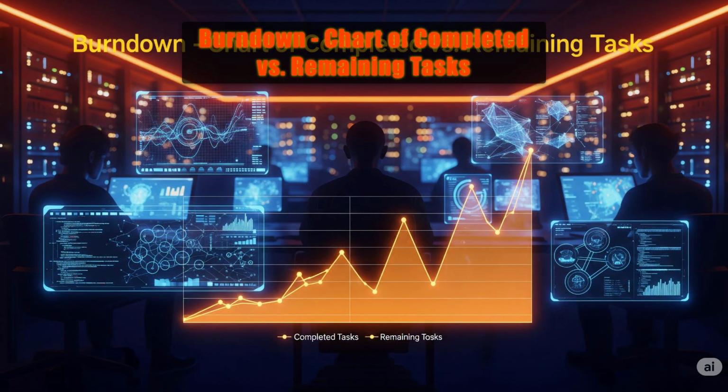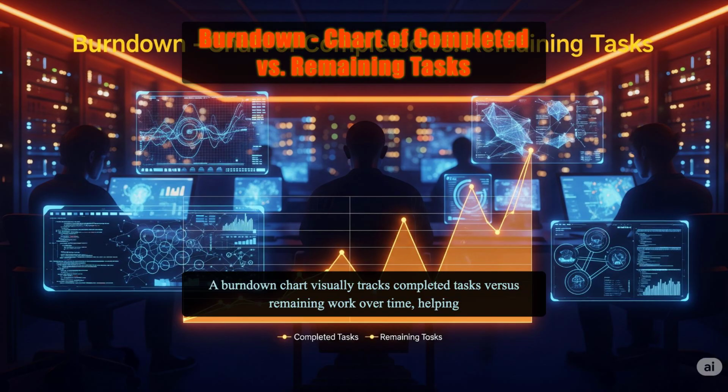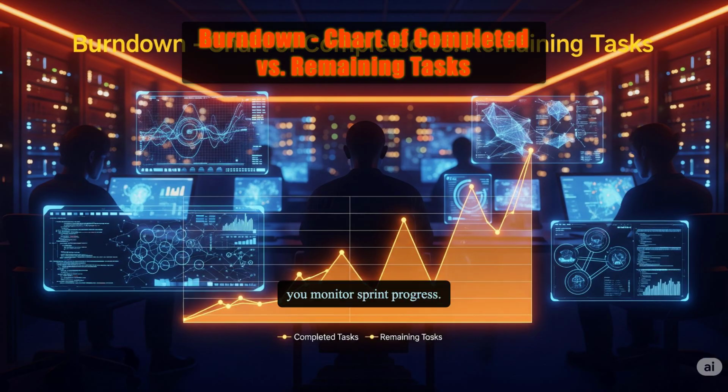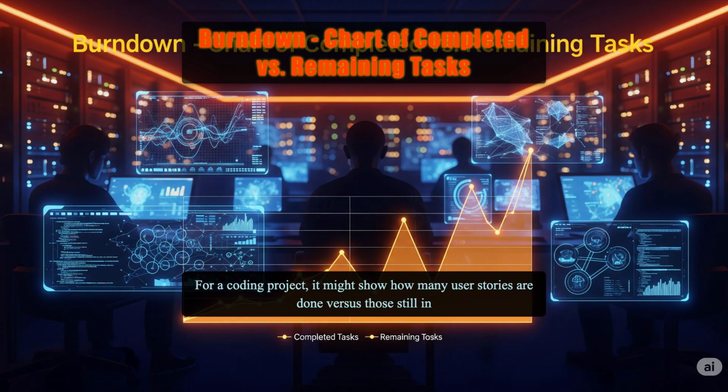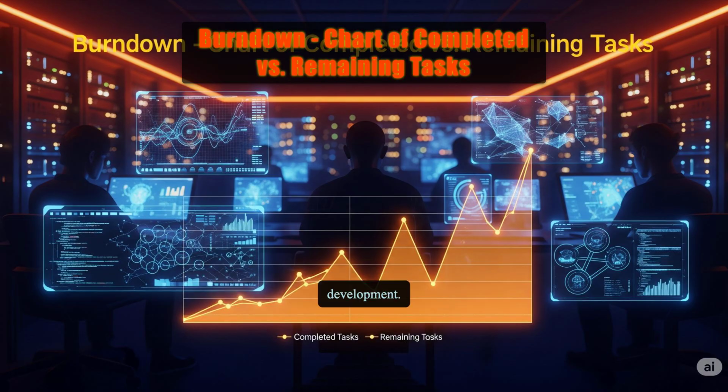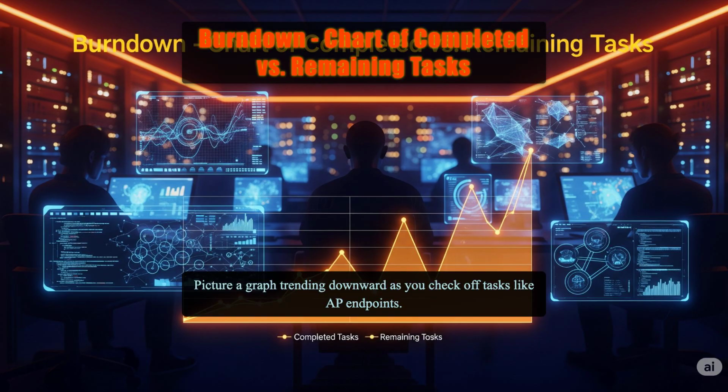A burn-down chart visually tracks completed tasks versus remaining work over time, helping you monitor sprint progress. For a coding project, it might show how many user stories are done versus those still in development. Picture a graph trending downward as you check off tasks like API endpoints. As a full-stack dev, use burn-down charts and daily stand-ups to identify slowdowns, say, a complex bug, and adjust your pace, ensuring you meet sprint goals and deliver on time.